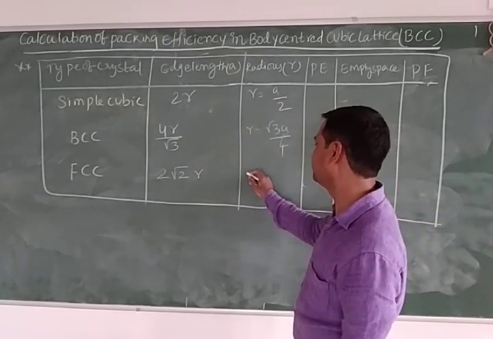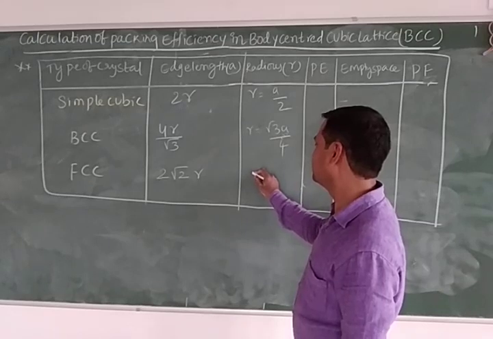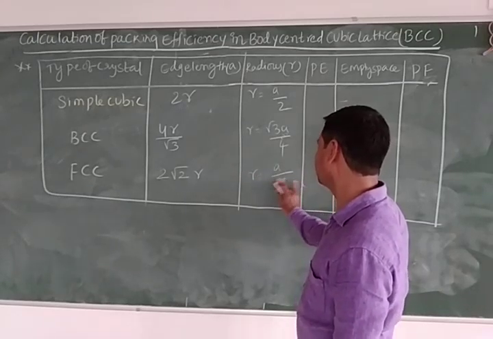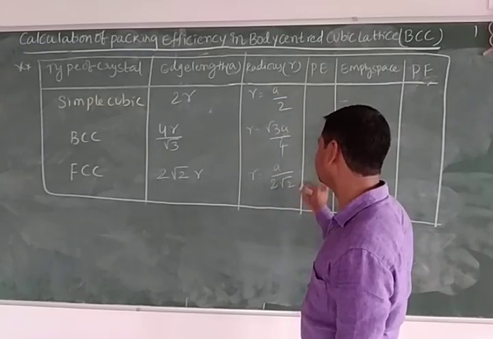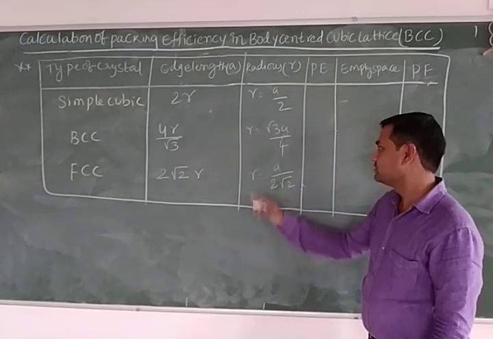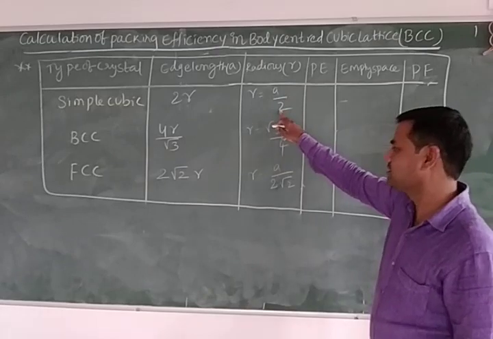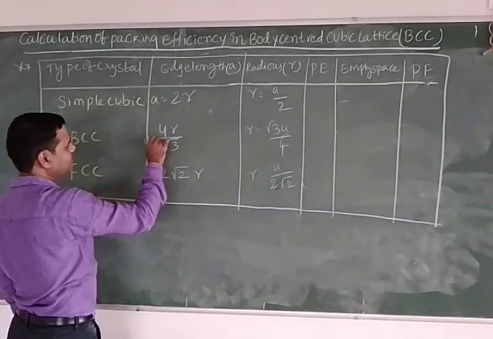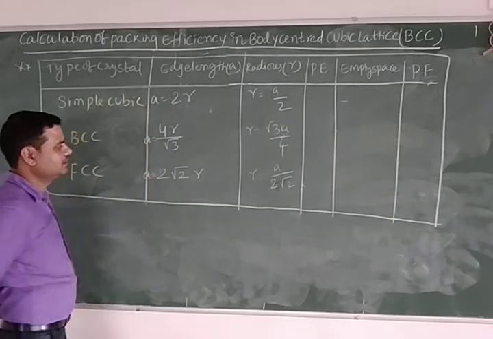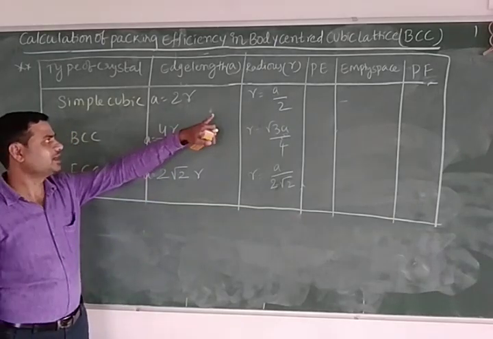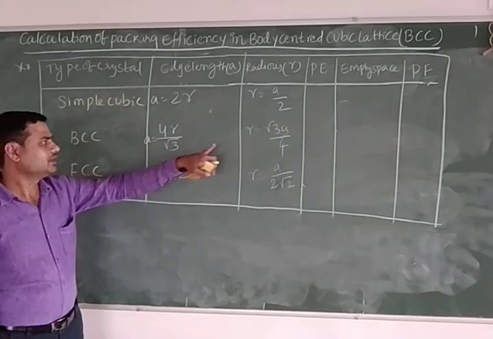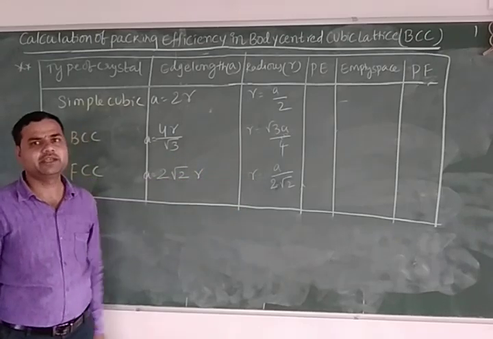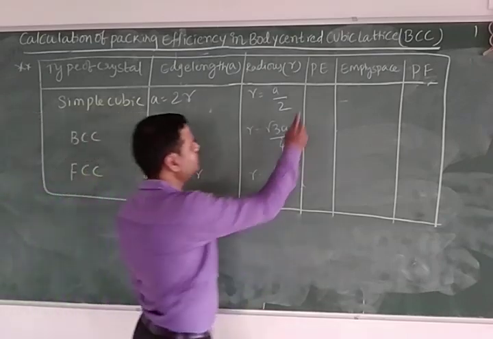Next here we are writing the formula. So a is equal to 2 root 2 r. Next r is equal to a by 2 root 2. Is it clear? So here we have r is equal to a by 2 radius. Here all are adjacent. a is equal to 2r, a is equal to 4r by root 3, a is equal to 2 root 2 r. Right. Next here r is equal to a by 2. Here r is equal to root 3 a by 4. And here r is equal to a by 2 root 2. And what is the packing efficiency value?